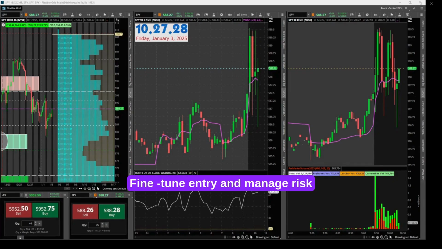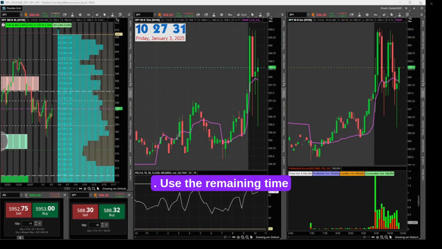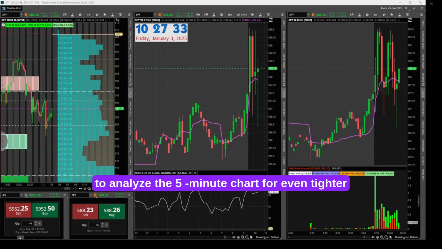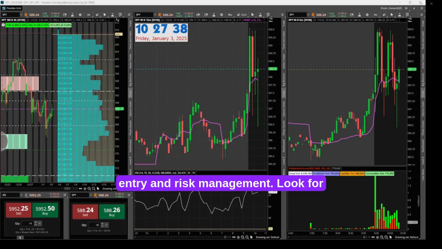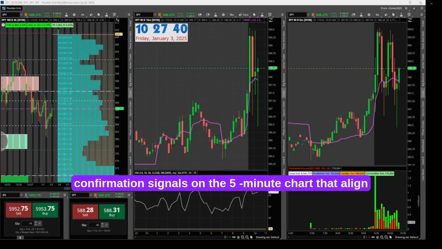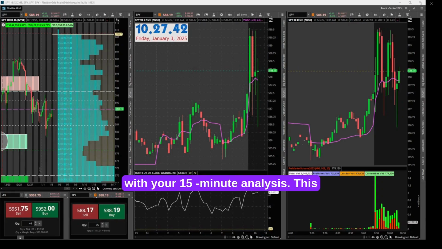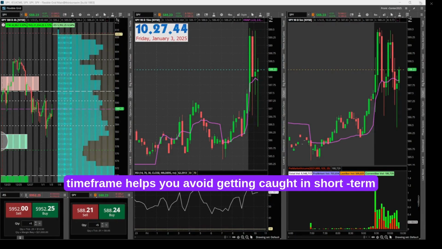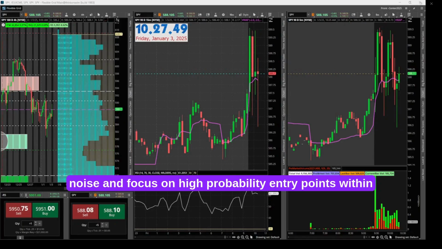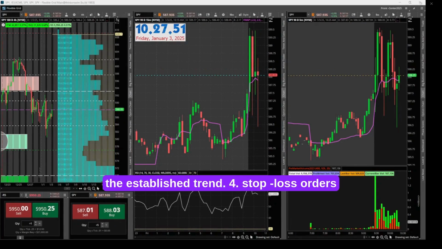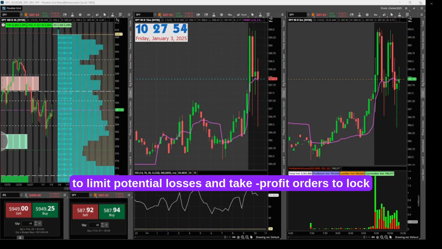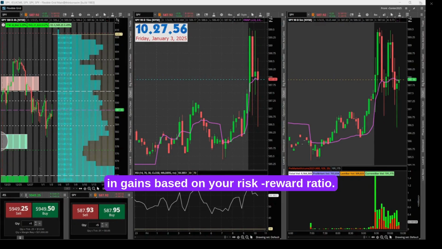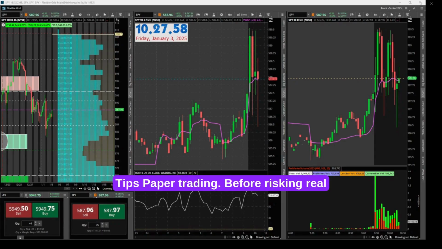3. Fine-tune entry and manage risk, 5-minute chart. Use the remaining time to analyze the 5-minute chart for even tighter entry and risk management. Look for confirmation signals on the 5-minute chart that align with your 15-minute analysis. This time frame helps you avoid getting caught in short-term noise and focus on high-probability entry points within the established trend. Place stop-loss orders to limit potential losses and take profit orders to lock in gains based on your risk-reward ratio.